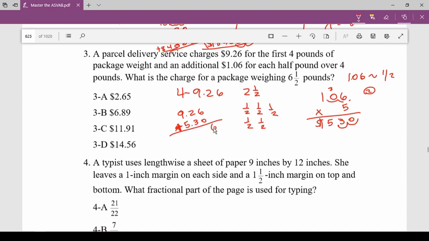0 plus 6 is 6. 2 plus 3 is 5. Bring down your decimal. This decimal just stays lined up. 9 plus 5, of course, is 14. So we can see this is going to be 1456.